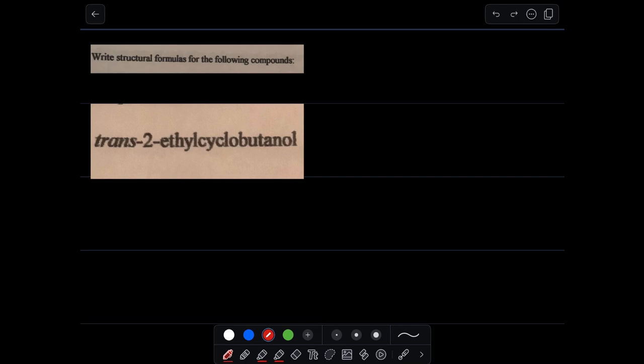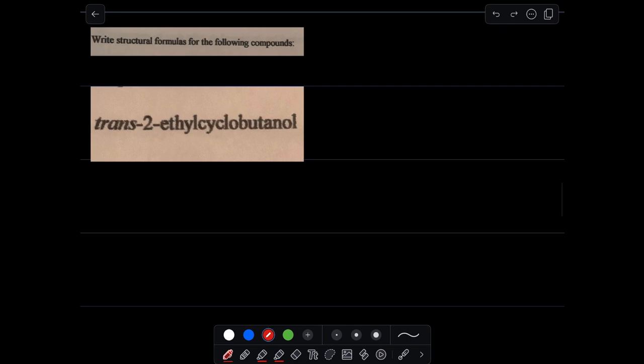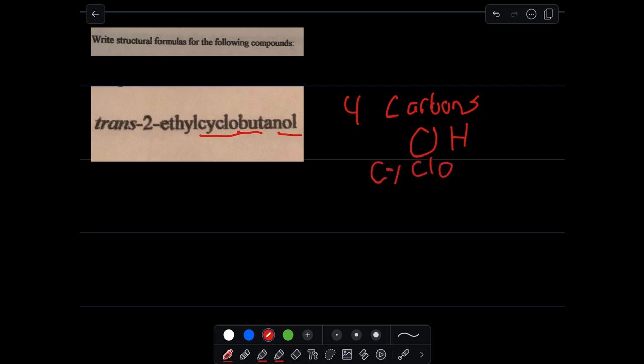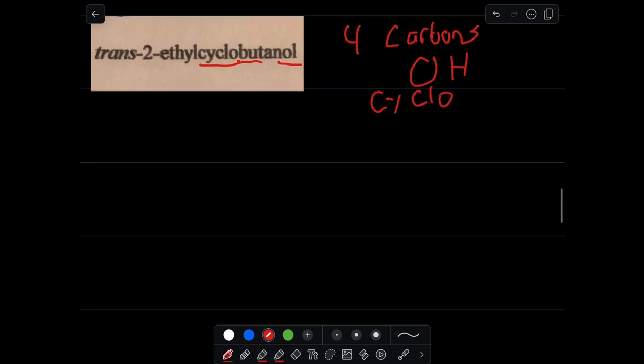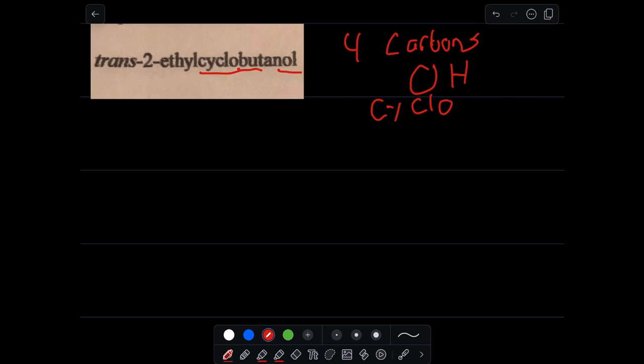So how would you write the structural formula for this compound? So what I do is look at the right of this compound. I see a bute, it's an alcohol, and it's a cyclo. So bute means it's 4 carbons. The OL means it's going to have some type of OH group, an alcohol group. And cyclo means we're going to have some type of ring compound. So how do you draw a 4-carbon ring compound?